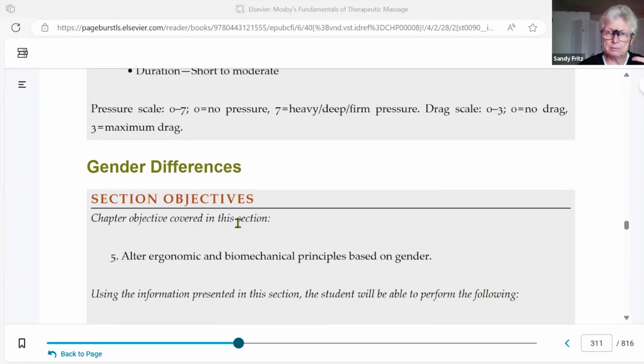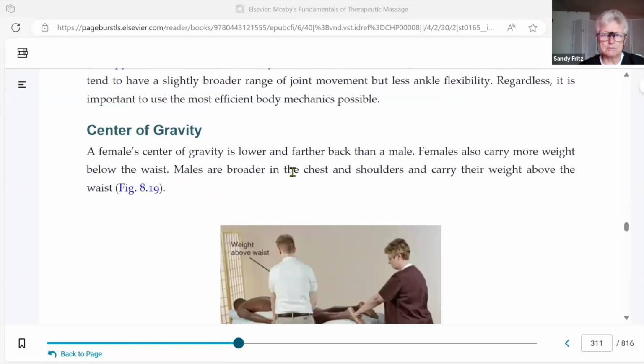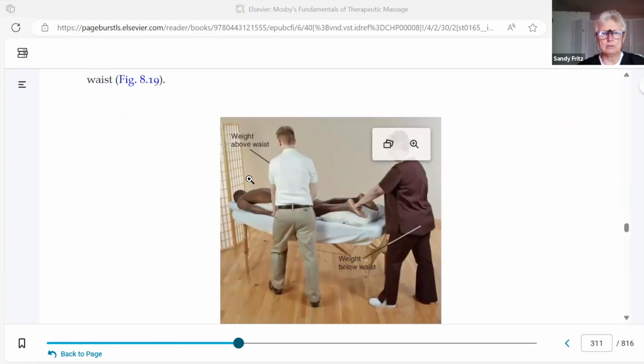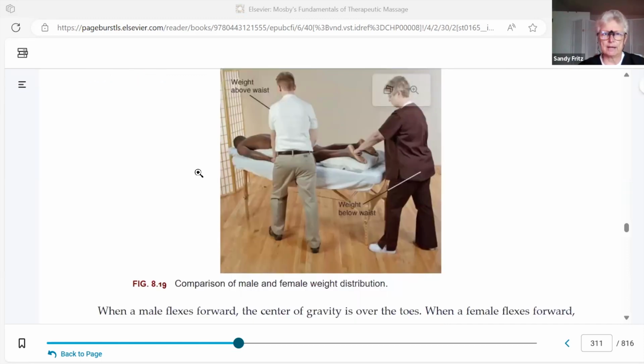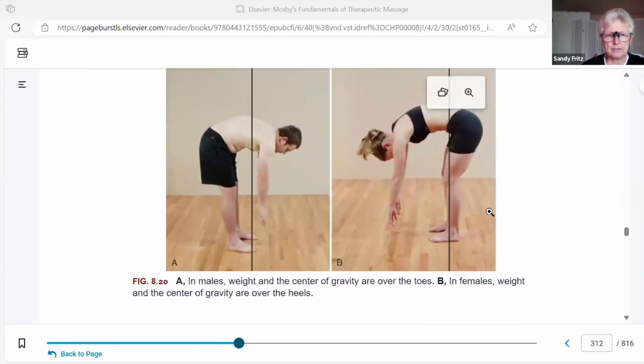We also have to realize there are gender differences here. And even though our whole approach is to be gender neutral, body shape does have a gender preference to it. So most of the massage therapists are females, and so that's why you have to maybe have the table a little higher than a male. And you can see some pictures here of that comparing Luke and I. Always keep your focus on professionalism.